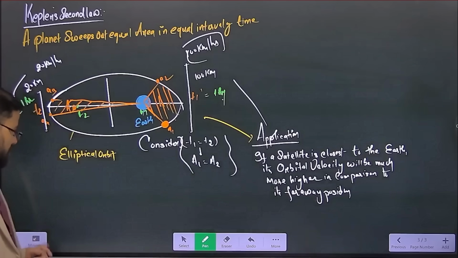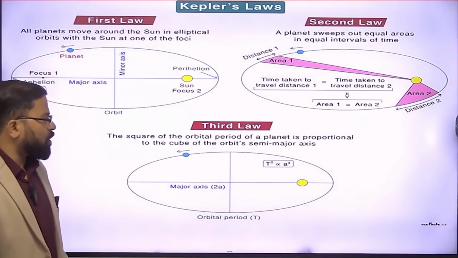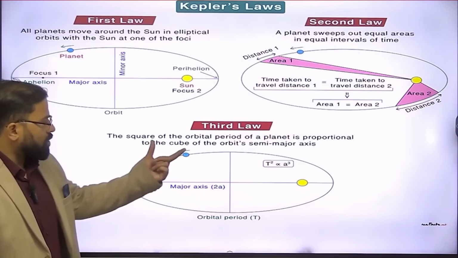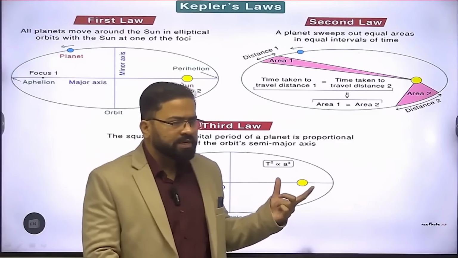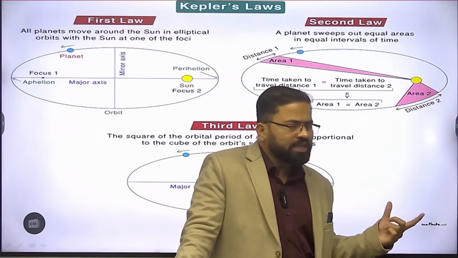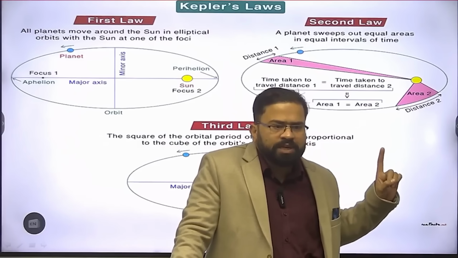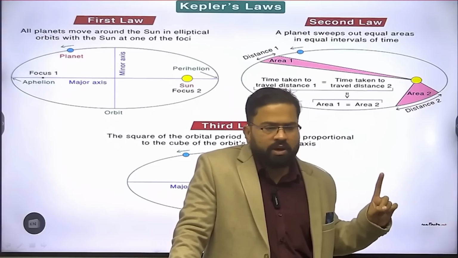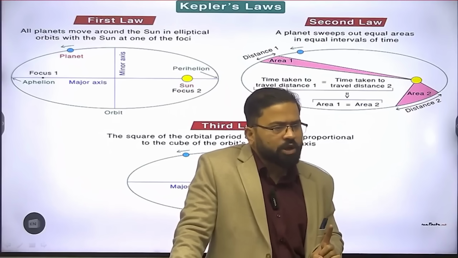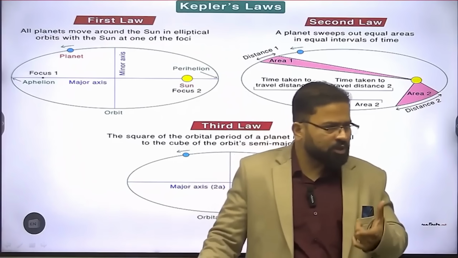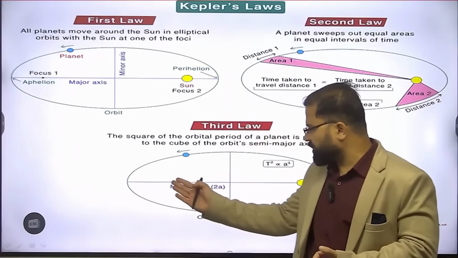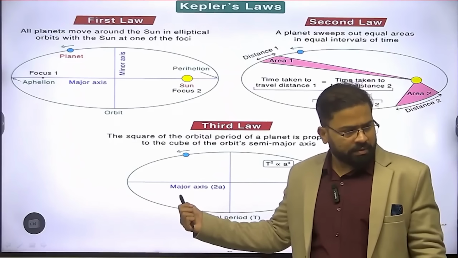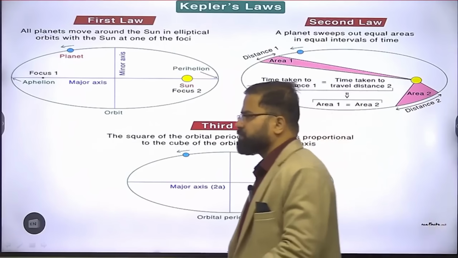Okay. Write down the third law. The square of the orbital period of a planet is proportional to the cube of the orbital semi-major axis. What is the orbital period? Orbital time period means the time taken by the satellite to complete one revolution on an elliptical path. How much time a particular satellite will take to complete one revolution around its elliptical orbit, that's its orbital time period. Obviously, the orbital time period depends upon the orbit itself, and the orbit depends upon the major axis. So the orbital time period depends upon its major axis. Okay, so write down this particular statement.